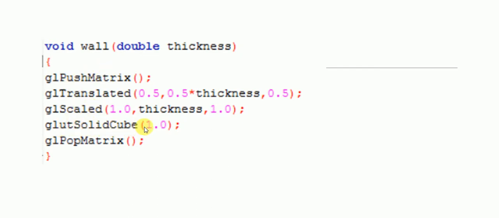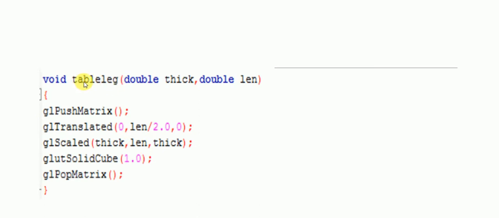And there is a solid cube, and the solid cube is scaled and translated. The translation is to position where it has to be displayed, and the scaling is to set the size of the wall. And this is a cube. Push matrix we discussed in the previous slides, and pop matrix, that is the wall. And the table leg, this will specify the size, again a solid cube, and it is scaled to give the thickness of the leg, and it is translated, again pushed and popped.